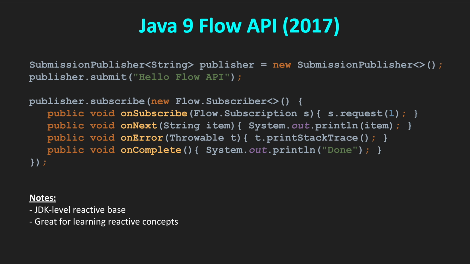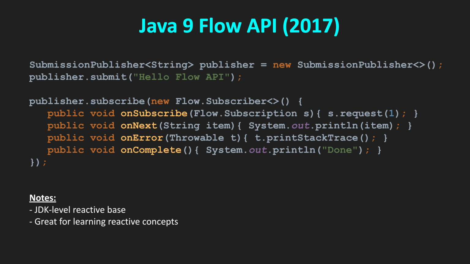The next one is Java. Starting from Java 9 in 2017, the Flow API was introduced. It's a part of the JDK, so you don't have to include any library or external framework in order to use reactive streams in Java. It's a part of the JDK.